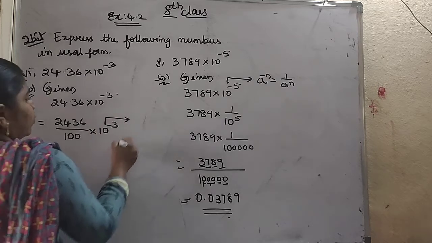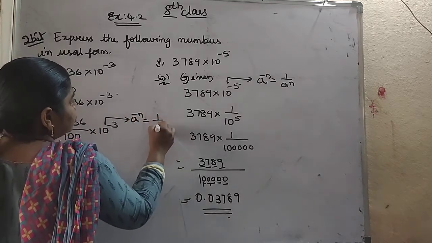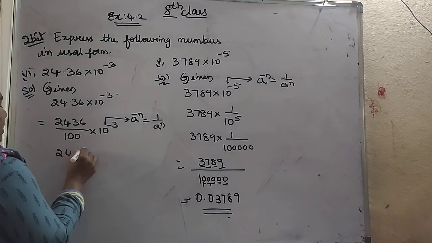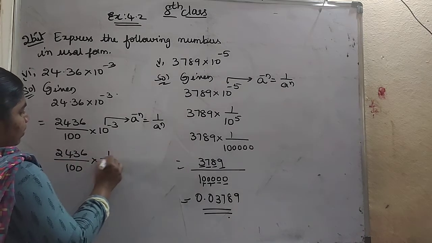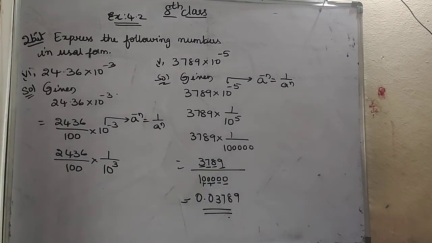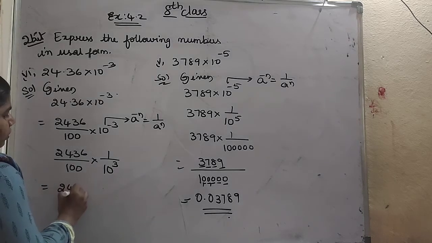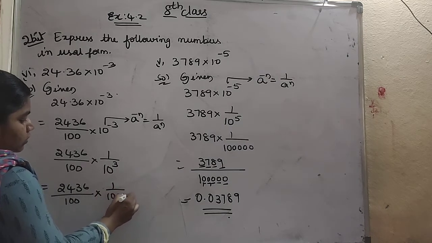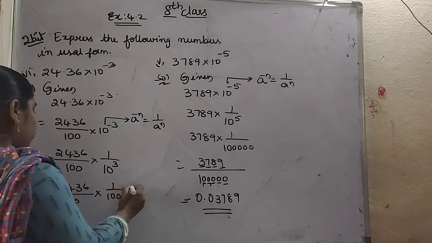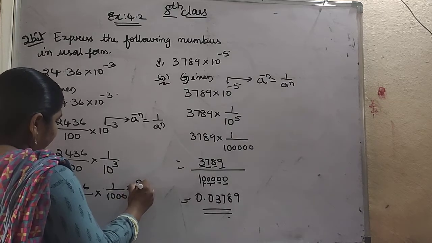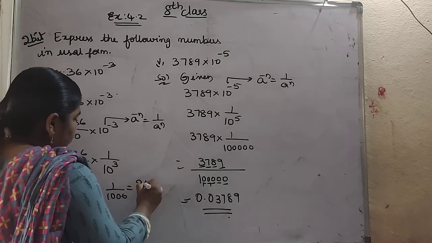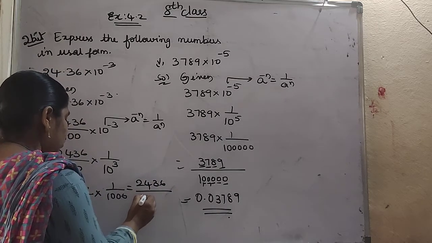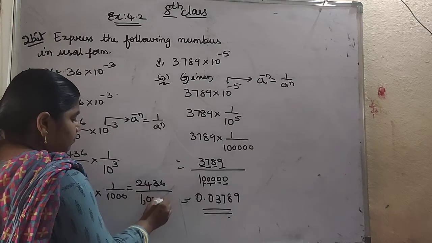Here I am applying the formula a power minus n is equal to 1 by a power n. So 2436 by 100 into 1 by 10 cube, you can write. So 2436 by 100 into 1000, 3 zeros. So multiply the terms. 2436 into 1 will be 2436 by 100 into 1000. So in total how many zeros? That is 5 zeros, that is 1 lakh.